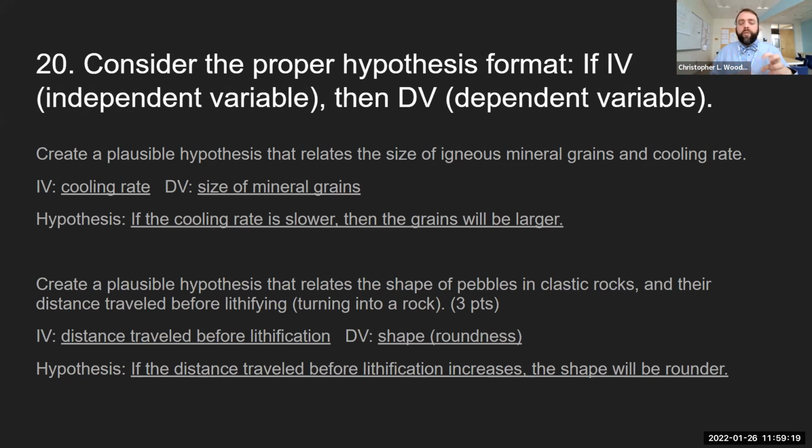The next one relates to the shape of pebbles and clastic rocks based on their travel distance before lithifying. So if it traveled, what we're changing, the independent variable is the distance that it traveled. The dependent variable based on the distance traveled would be the shape or the roundness of the pebble. So hypothesis, if the pebble traveled a long distance or the distance traveled before lithification increases, then the shape will be rounder. And then of course, vice versa. If the distance traveled before lithification decreases, then the pebbles will be sharper or not as round.